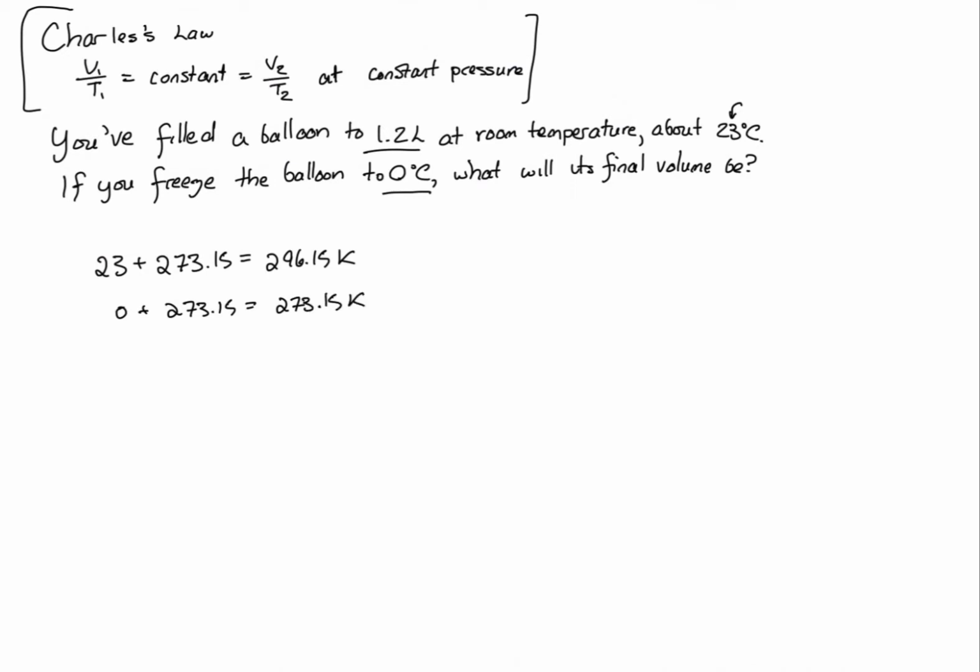So V1, volume 1, is 1.2 liters. We divide that by temperature 1, which is 296.15 Kelvin. Set that equal to volume 2, which is what we want to find, divided by 273.15 Kelvin. And to get volume 2 by itself, we multiply both sides by the second temperature, 273.15 Kelvin, which allows us to cancel out Kelvin, and we end up with liters. Cancel these out, we end up with solving for our second volume. The second volume, if you do this math, will be 1.1 liters. So your balloon will shrink, but not by much.